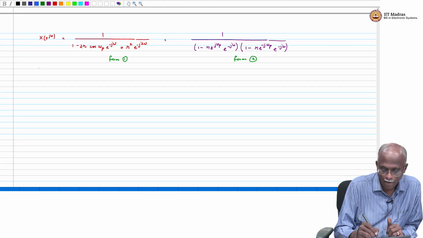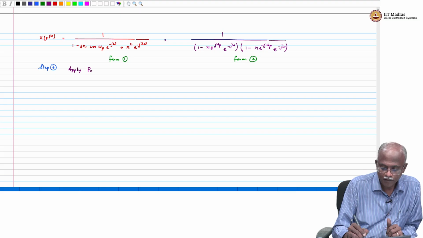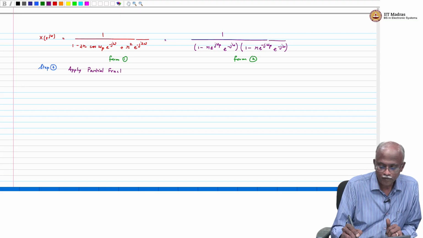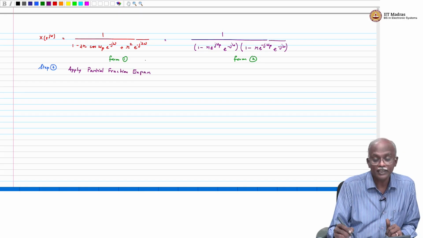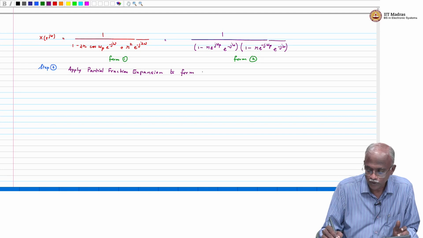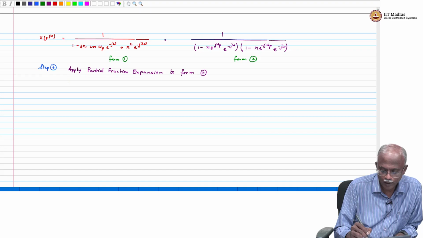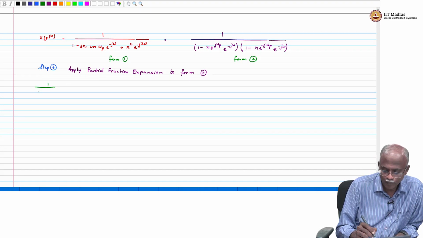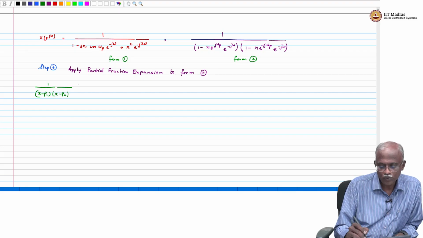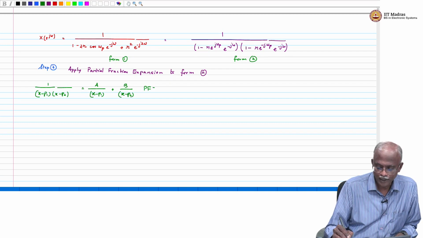Now, step 4. Step 4 says apply partial fraction expansion. This is something that you would have studied in the study of series expressions. What is partial fraction expansion? If I have an expression of the form 1 divided by x minus p1 into x minus p2, I can write it as a divided by x minus p1 plus b divided by x minus p2. This is partial fraction expansion, PFE.